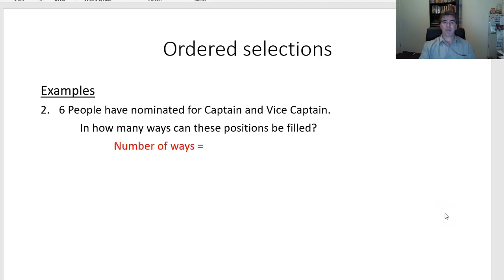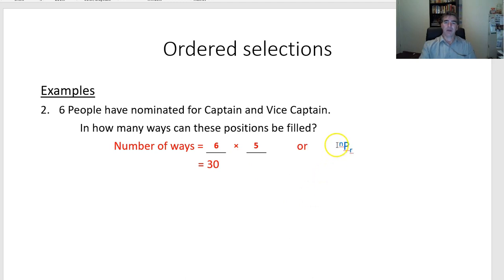Number of ways. Remember, there are 2 positions, captain and vice captain. We've got 6 students who can become captain. Once we've chosen a captain, we've only got 5 people left to fill in the vice captaincy. And again, we multiply those together, so we have 30 different possibilities.